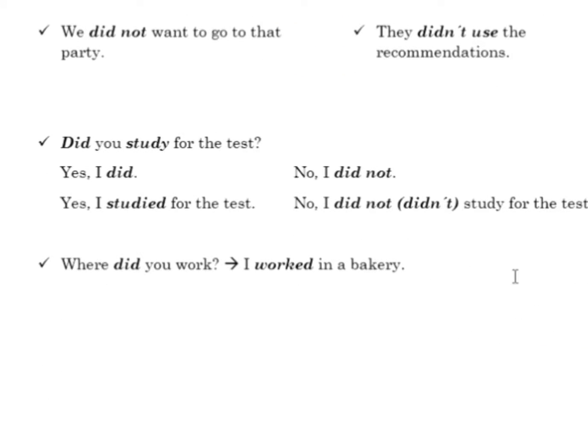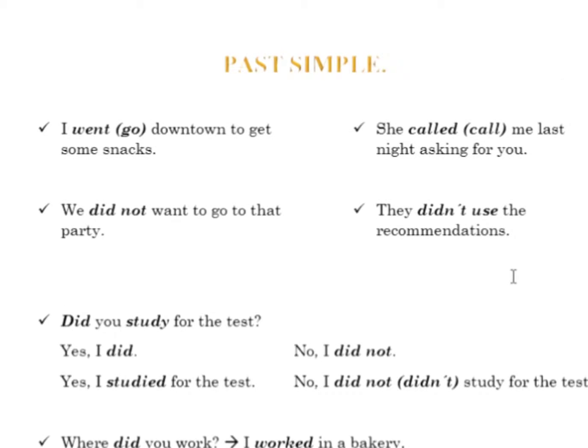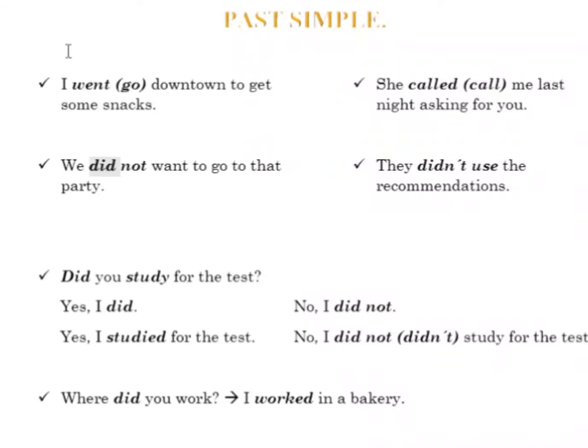Okay, now notice that we use the auxiliary did for negative sentences and questions. In present simple we used to use do and does. Now we only have did. So if you have the auxiliary form, the verb stays in infinitive. It means you don't have to change the verb to the past form.